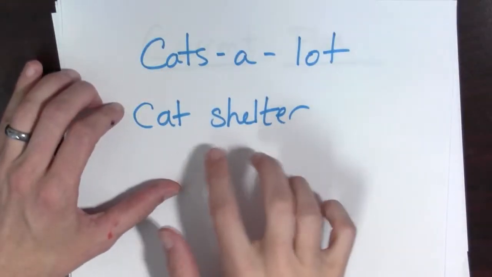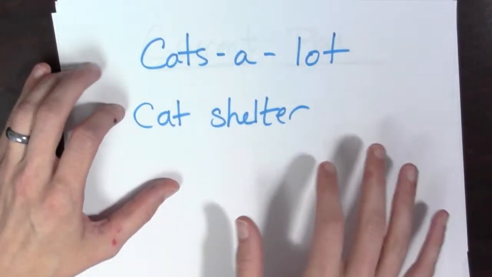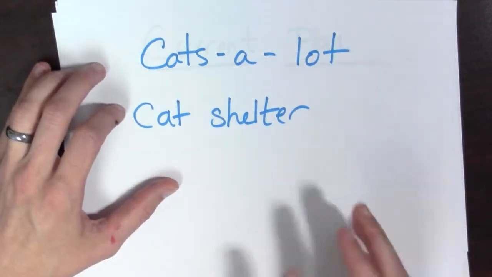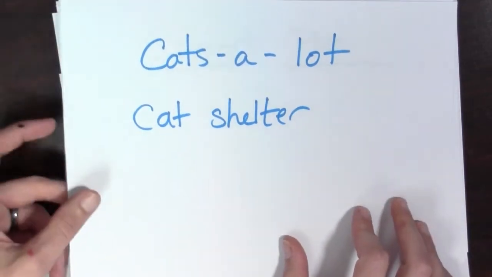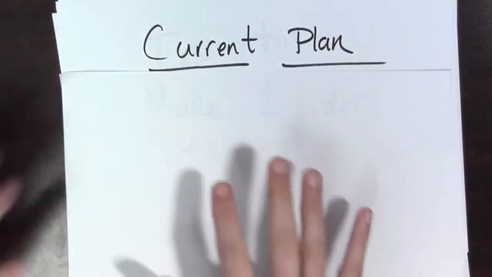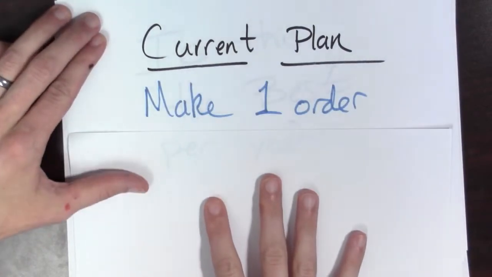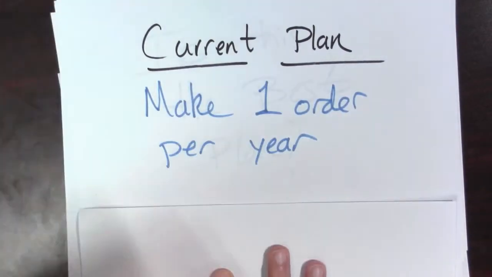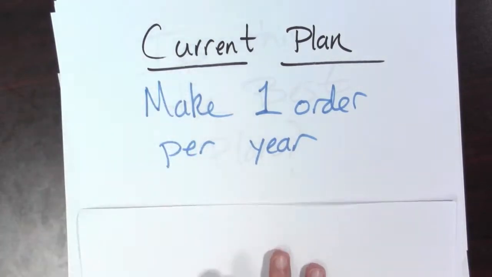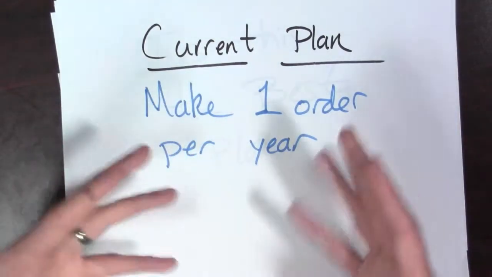There! Now let's try a business application of calculus. CatsALot Cat Shelter is a cat shelter with a lot of cats. And because they have a lot of cats, they need a lot of food. Here's their current plan. Every year, they're going to make one order and buy all of their food. And then they're going to store it someplace.